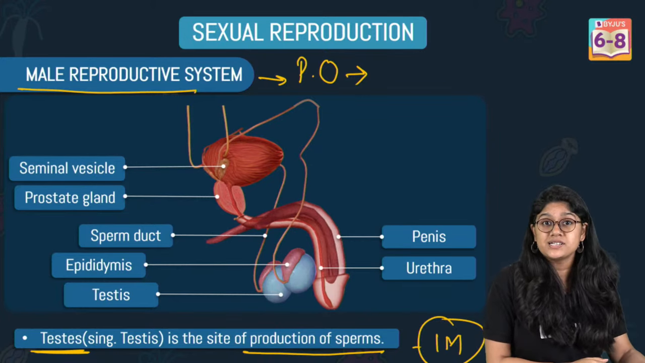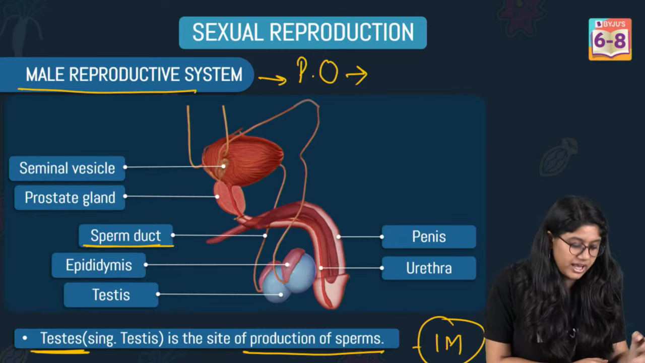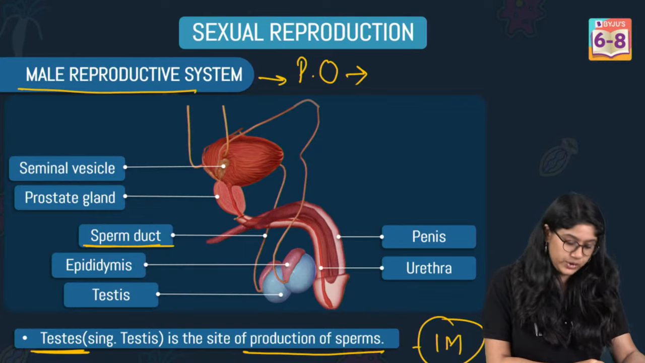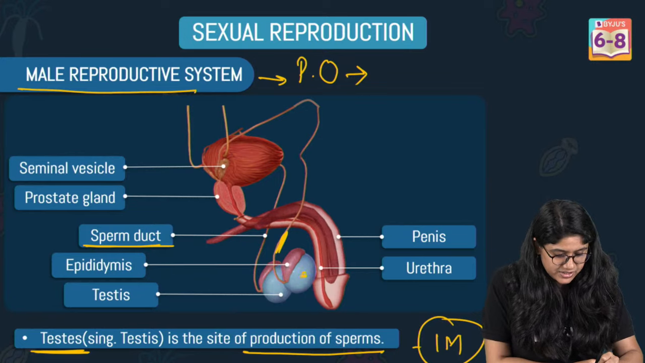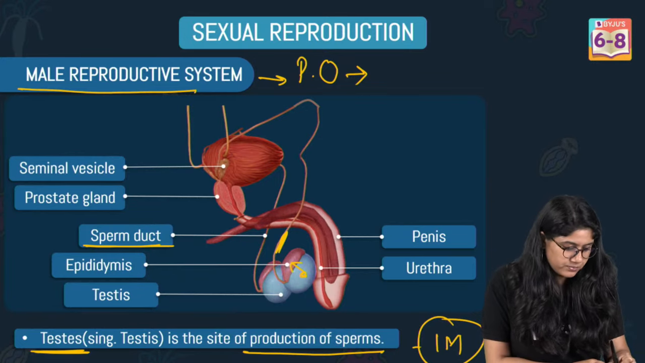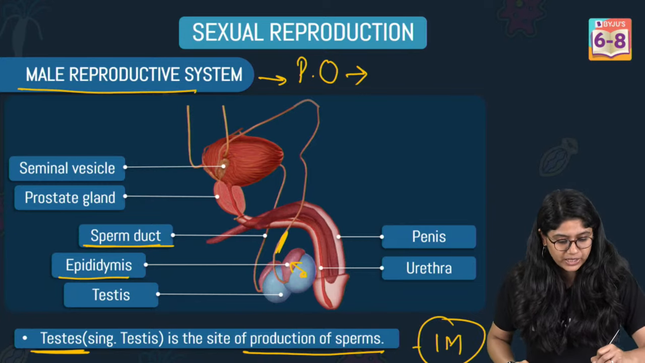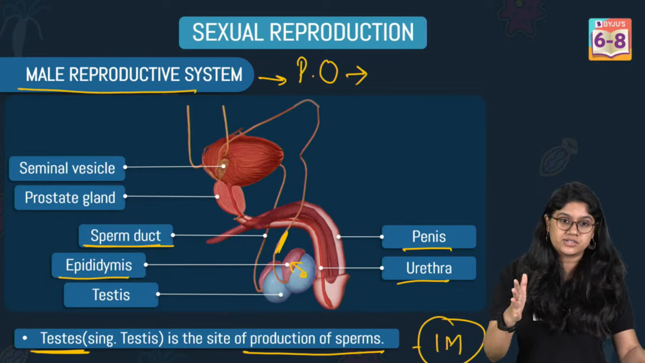Then from the testis, it will move to the sperm duct. In your textbook, they have mentioned the sperm duct, which is also called the vas deferens. So over here, we have the sperm duct. From the testis, it will move to the epididymis, and from there to the sperm duct, then to the urethra and then out through the penis.